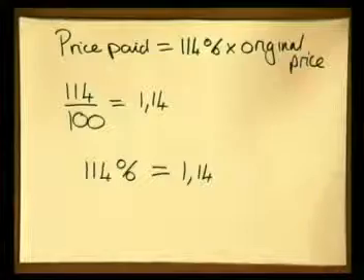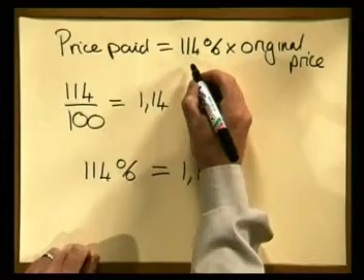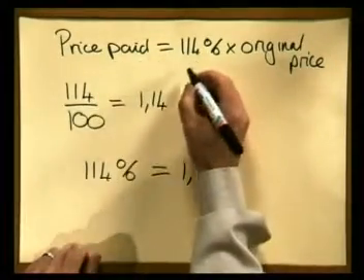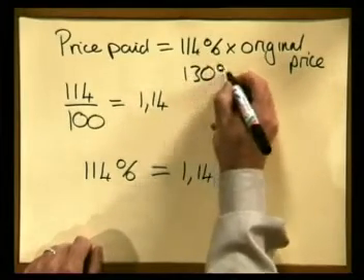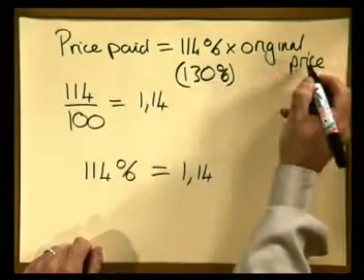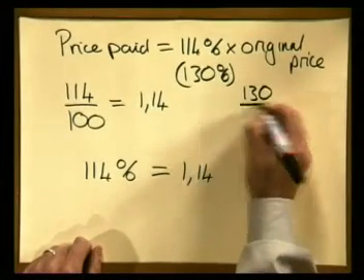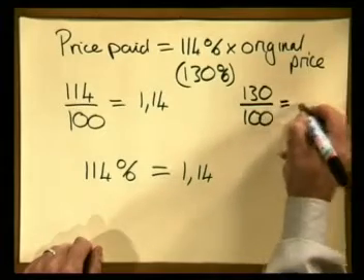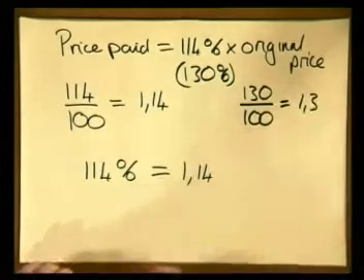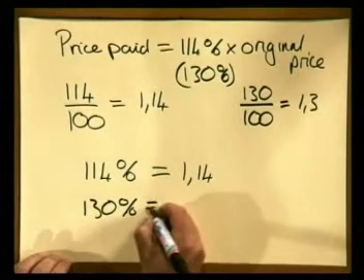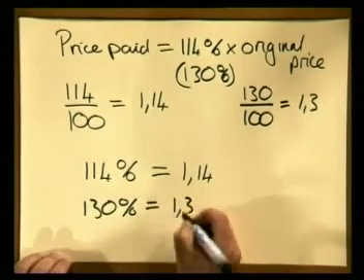It is quite possible that the value of the tax could be increased or decreased. If, for example, the VAT was 30%, then our formula here would be price paid is equal to 130% times the original amount. Now we know that 130% can be written as 130 divided by 100, which is equal to 1,3. So in other words, 130% would be the same as 1,3.